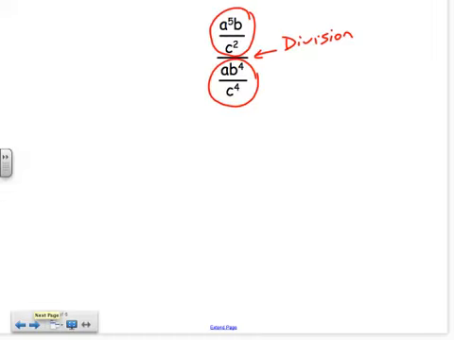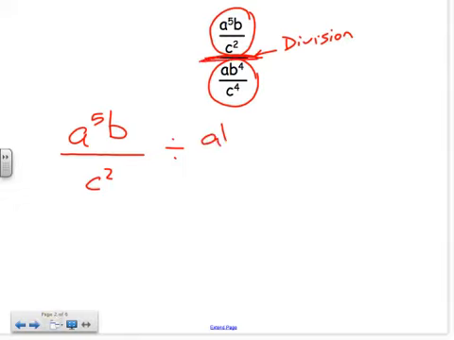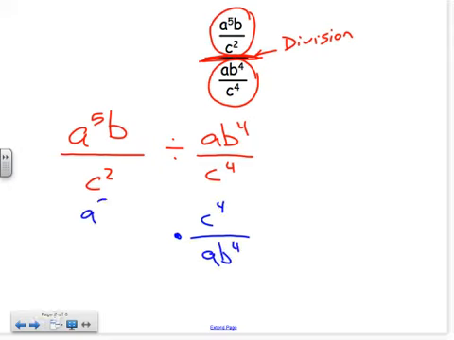So now I can write it a different way. I can actually use my division symbol. So I have a to the 5th b over c squared. Just like I said, that's my first fraction. And I'm going to divide by, that's my fraction bar right here, ab to the 4th over c to the 4th. Okay, because I know how to do this, right? We never divide fractions. We change to multiplication, and we multiply by the reciprocal. So my second fraction gets flipped here. Then bring my first one down. This one stays the same. So we change to multiplication and multiply by the reciprocal.